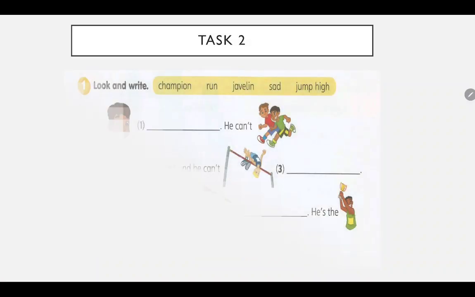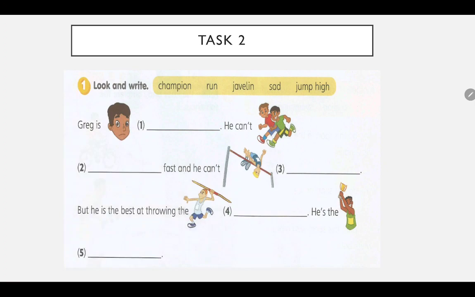Next is task 2. You have to look and write, choose the correct answer based on the given picture. Champion, run, javelin, set, and jump high. Number 1, great ace. He can run fast, and he can jump high. But he is the best at throwing the javelin. He's the champion.